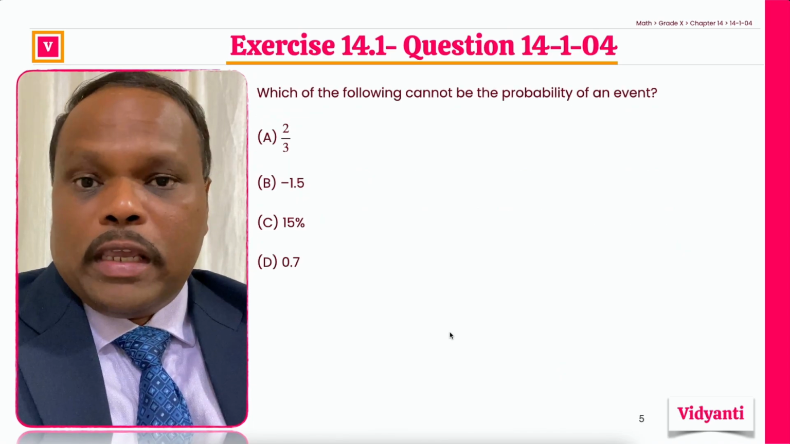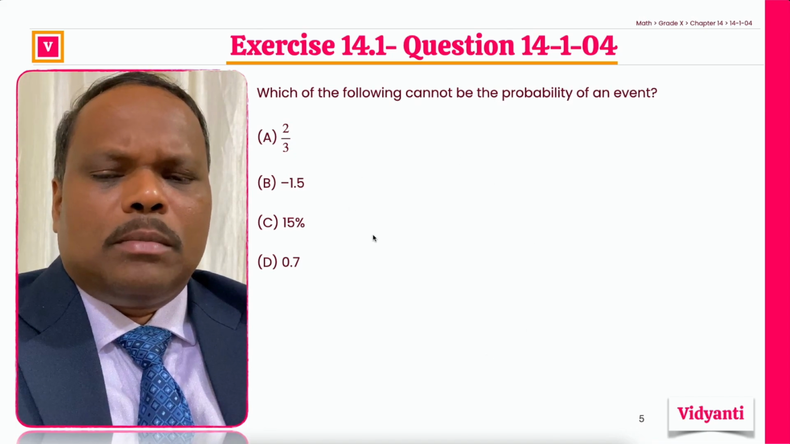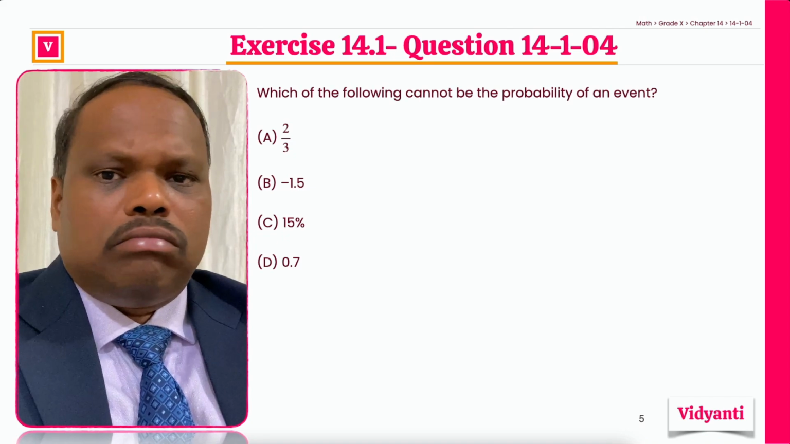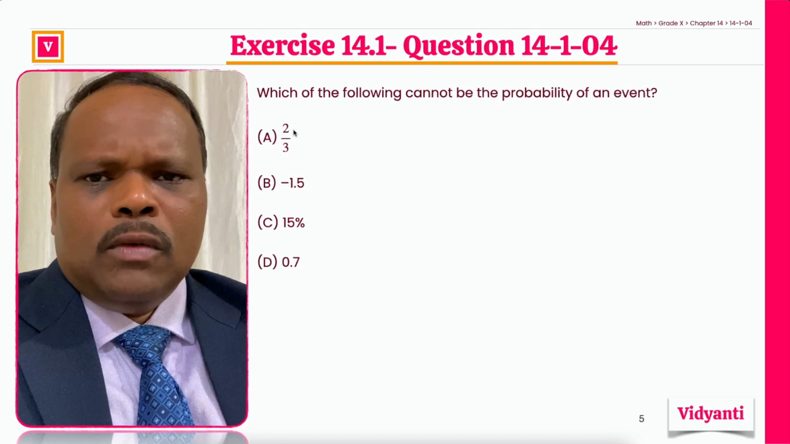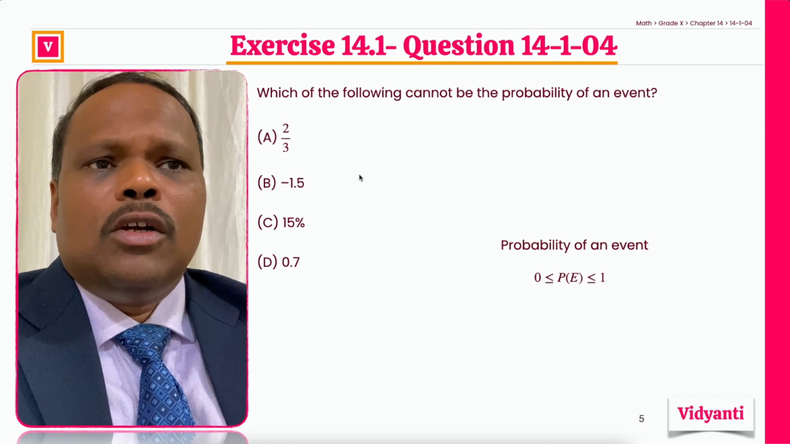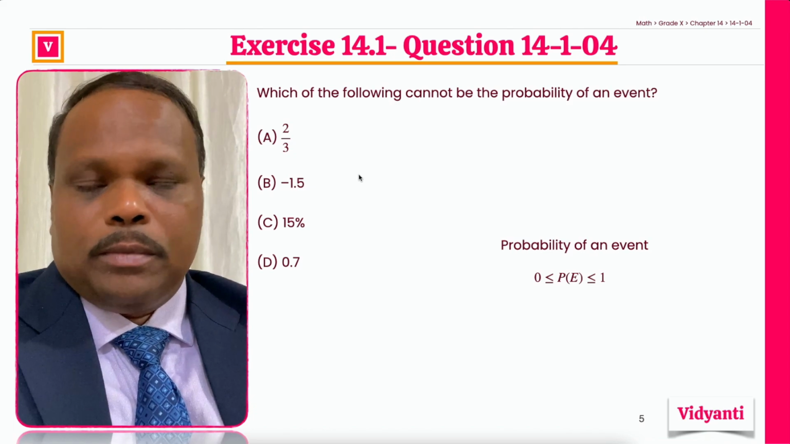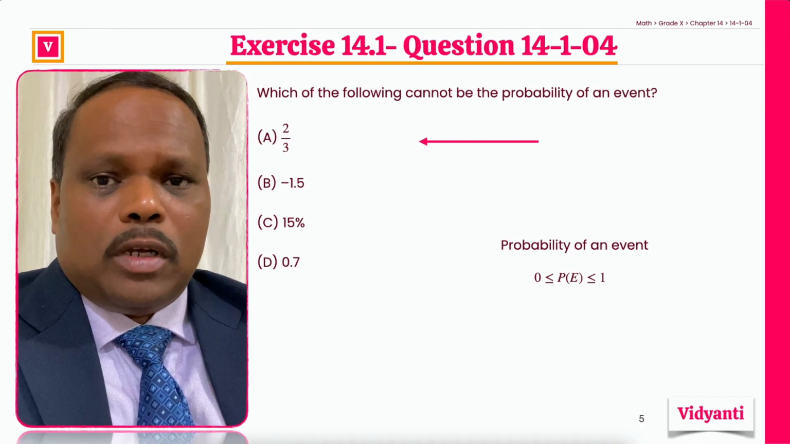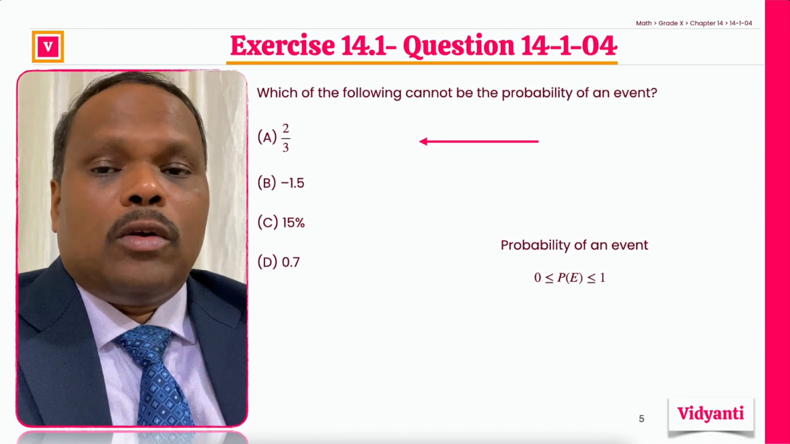Which of the following cannot be? Let me repeat, it cannot be. So what are the possible values which are illogical, absurd, or cannot happen? 2 by 3. Well, the probability of any event is between 0 and 1, extreme values included. 2 by 3 is between 0 and 1, so that's quite possible. Negative 1/5, that's impossible because probability cannot be negative, it cannot exceed 1 and it cannot go below 0.